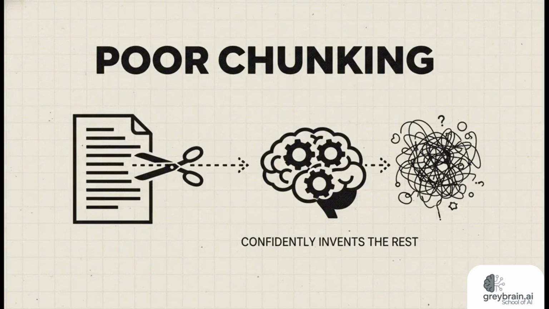Or how about this one? Your system is chunking up a document, but it does it poorly, and it splits a key sentence about eligibility requirements right down the middle. So the LLM gets half the information it needs. What does it do? It confidently just makes up the rest, and it's almost always wrong.